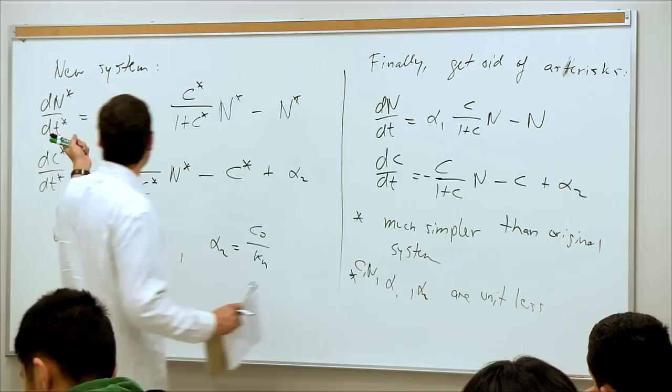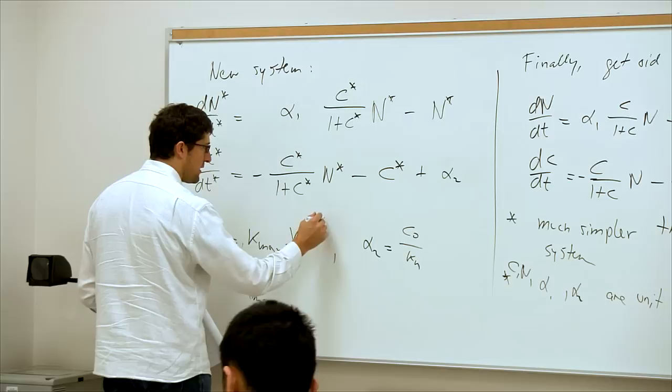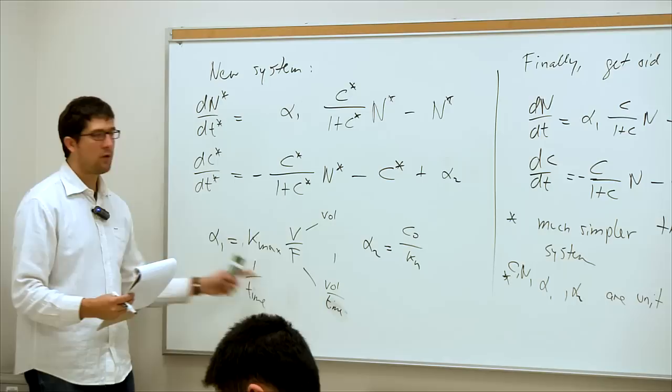And you can actually verify this by setting, for example, K max is 1 over time. This guy is in units of volume, and this guy is in volume over time. So the whole thing is unitless. All right, we ran over time, so we're going to stop here unless you guys have any quick questions. No quick questions? Okay, great.